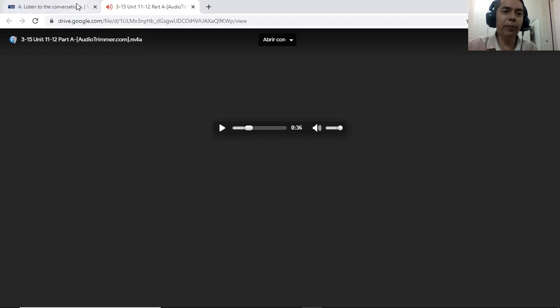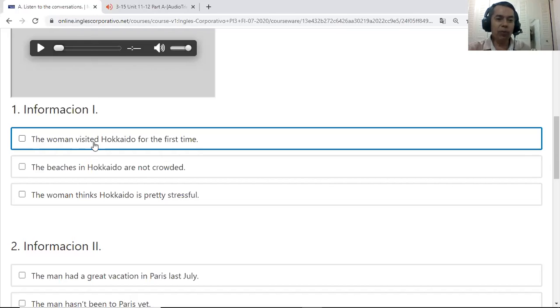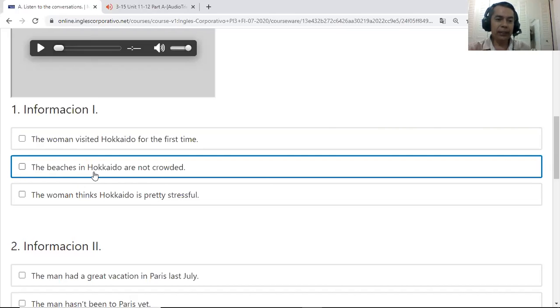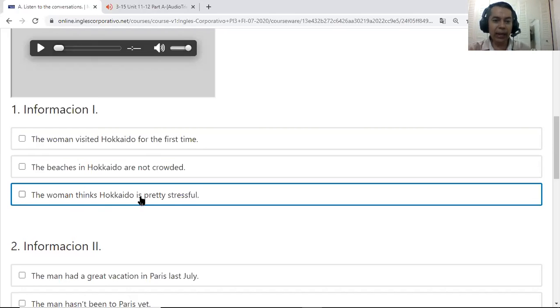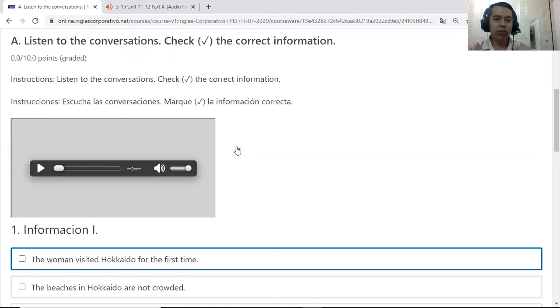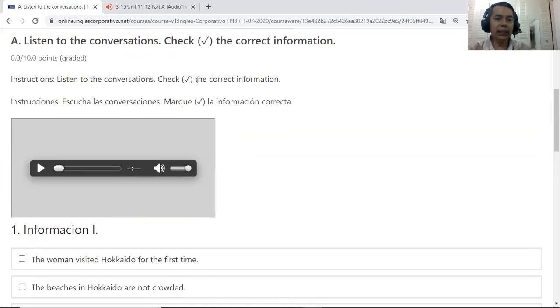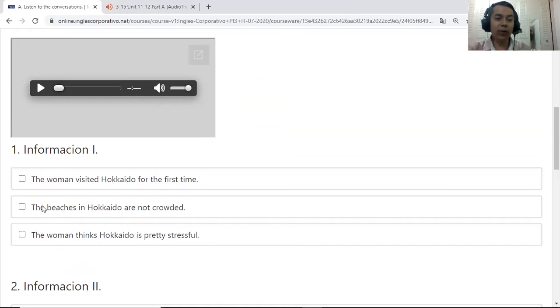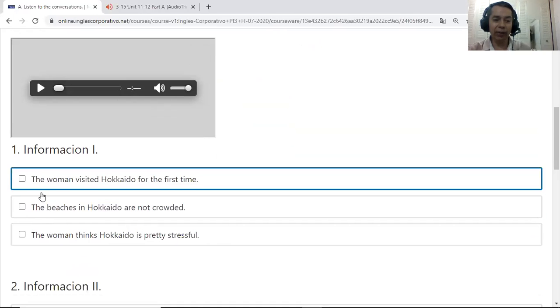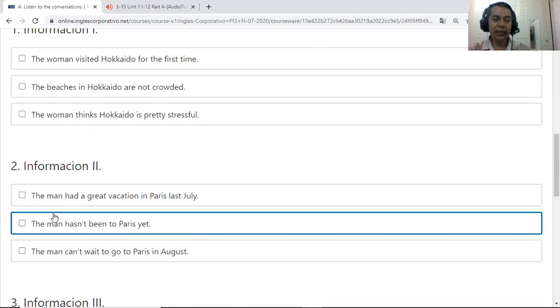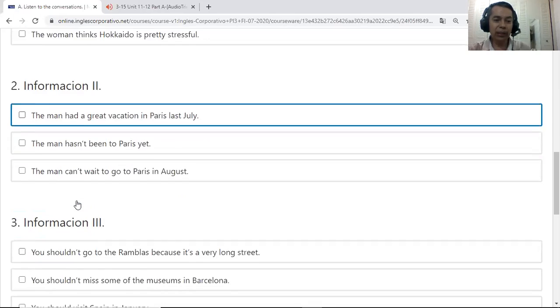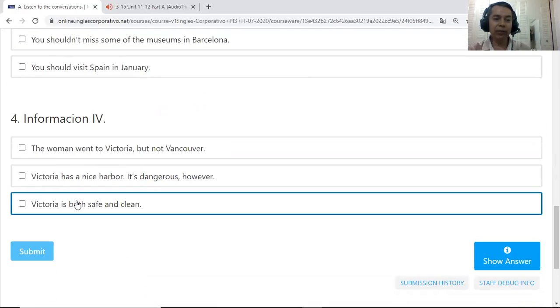Okay, so with this information, we go and say, the woman visited Hokkaido for the first time. The beaches in Hokkaido are not crowded, and the woman thinks Hokkaido is pretty stressful, right? So what you are going to do is check the correct information, okay? Solo vamos a chequear la información que está correcta, de acuerdo a la conversación que escuchamos. The same happened with number two, number three, and number four, right?